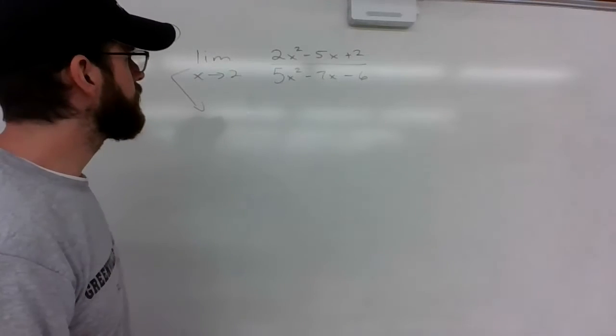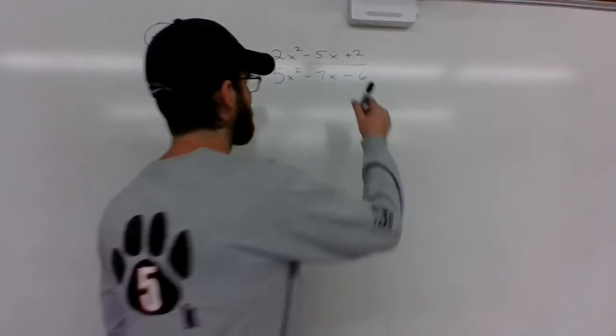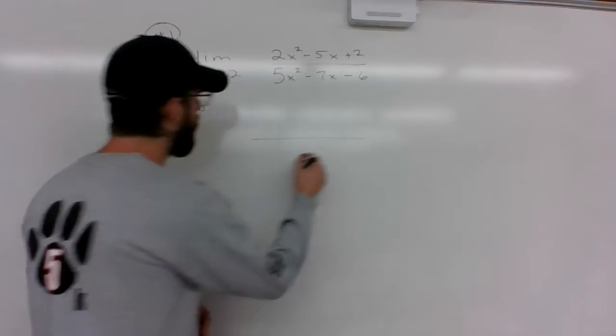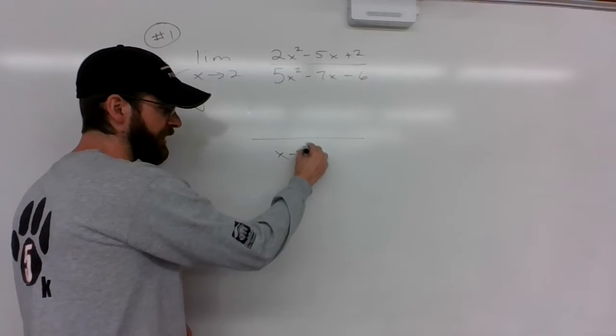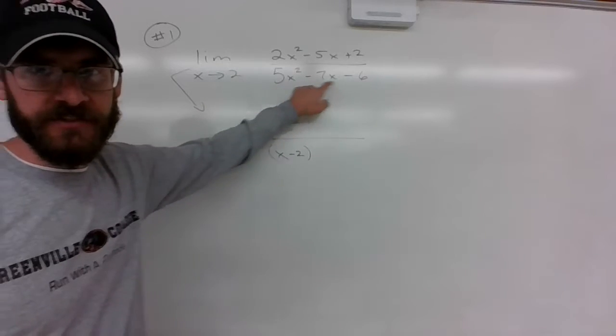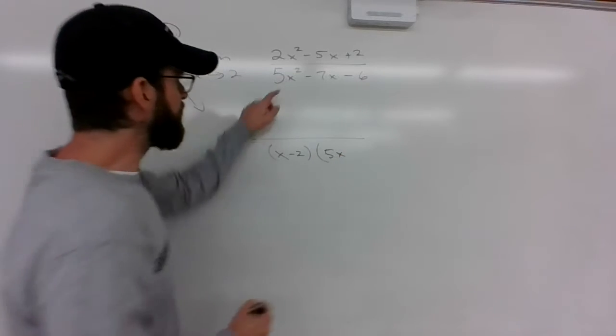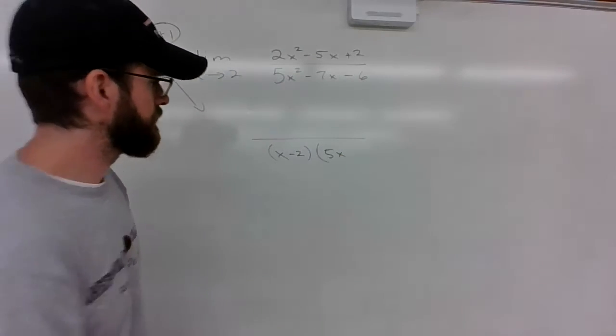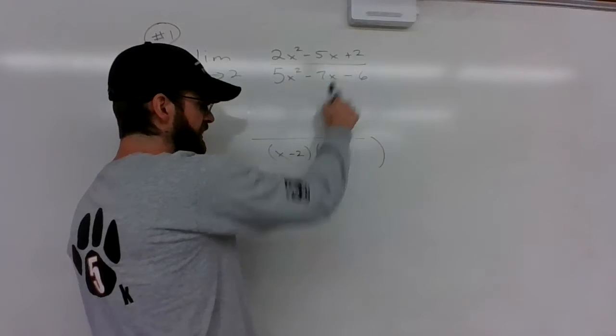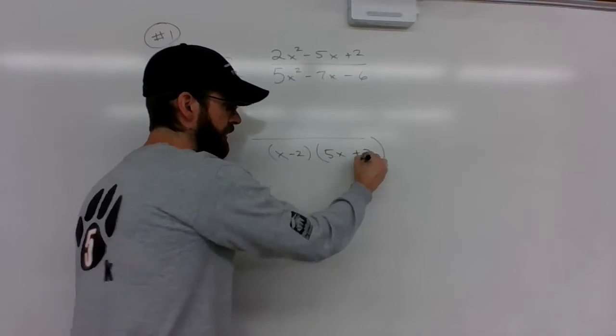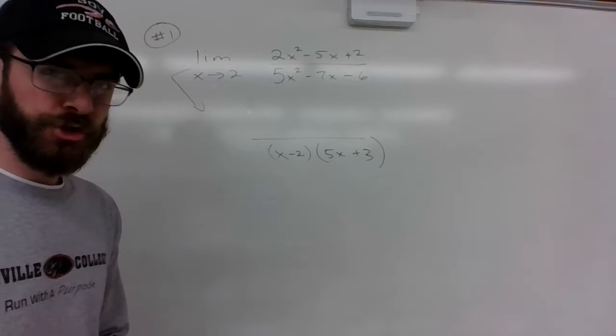All right. Now here, this is interesting. If we know that it creates a domain issue, then we know x minus 2 is a factor of this. So you can just guess and check. We know to get 5x squared, we need 5x. We know to get negative 6, it's got to be negative 2 times positive 3. So there's a shortcut for you.